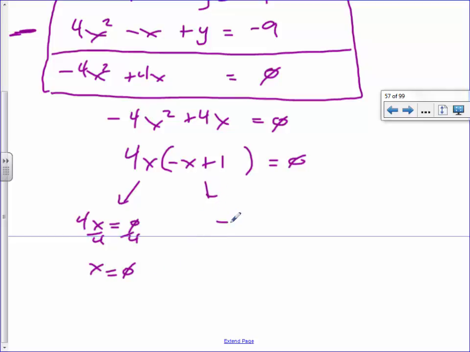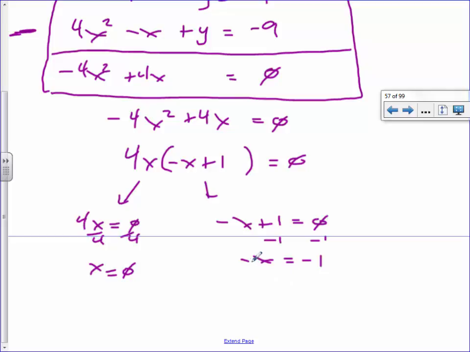What about here? If I have negative x plus 1, that has to equal 0. This is a bit of a twist though, right? We don't usually have a negative x. Let's go with it though, right? Let's subtract 1 from both sides. Negative x equals negative 1.